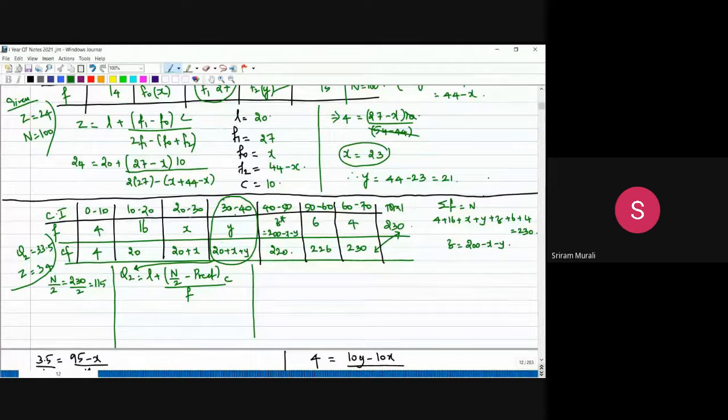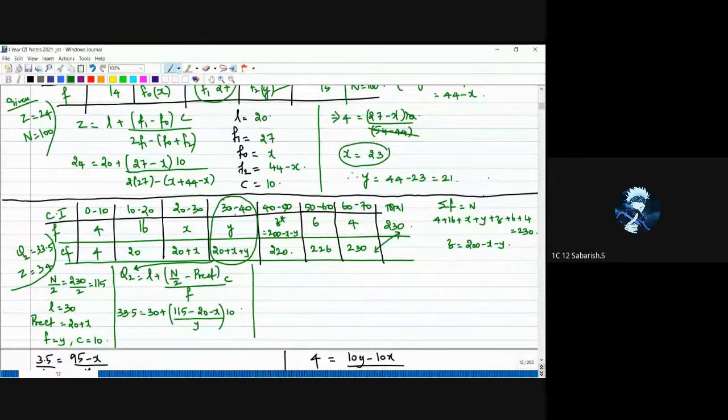Then what will be L? L is 30. What is the preceding value in the CF? I mean, pre-CF is 20 plus X. F is equal to Y. What is C? C is 10. So we only want to substitute. So 33.5 is equal to 30 plus, n by 2 that is 115 minus the preceding CF value 20 plus X, divided by F into C, which is 10.